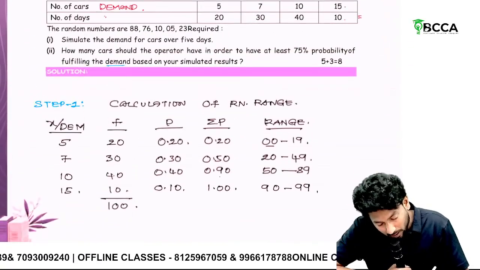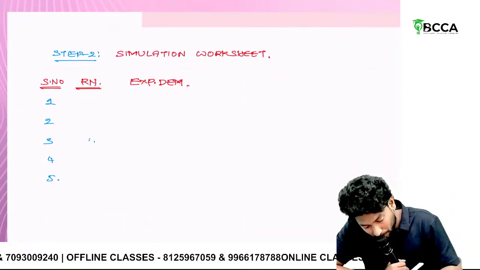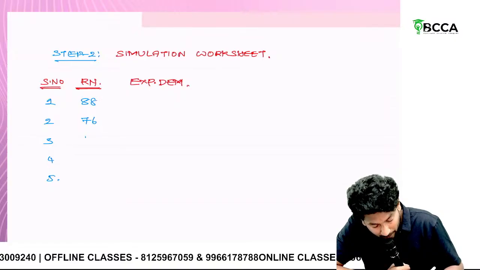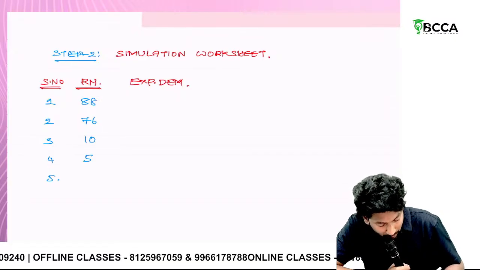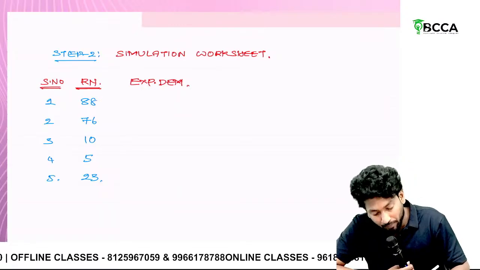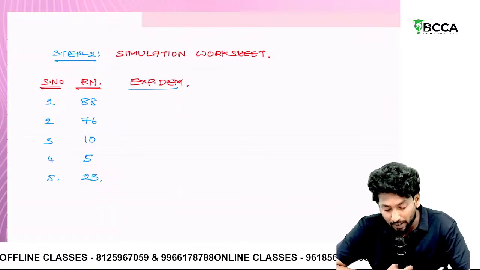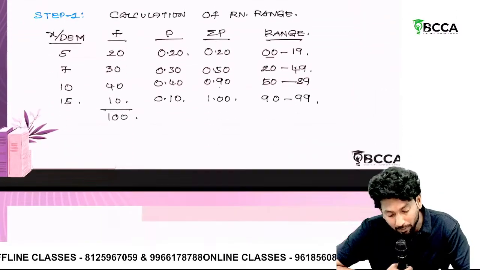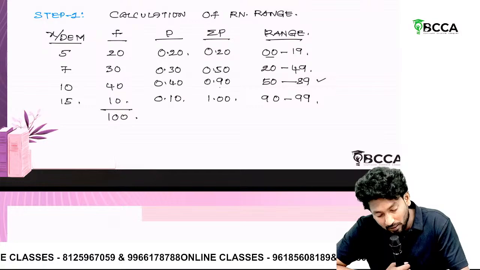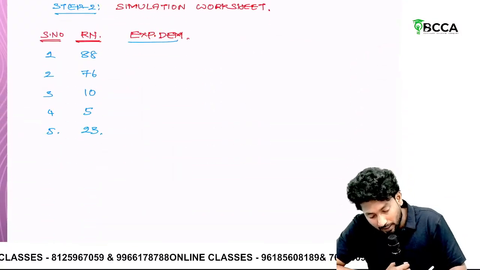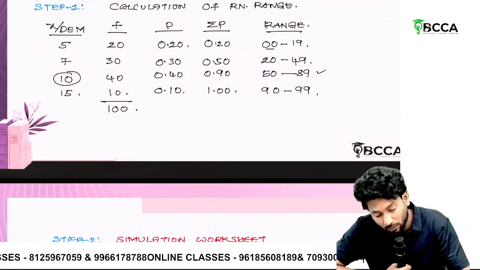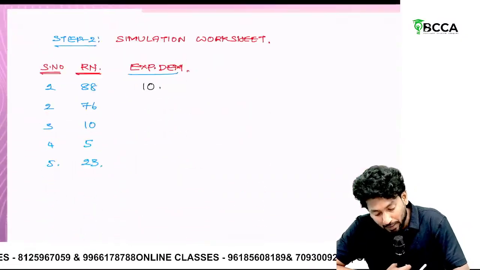Random numbers are 88, 76, 10, 5, 23. Expected demand. First of all, find out this random number 88 in the particular class interval, sir. 88 falls under the fourth class interval. Here the demand is 10. Expected demand 10, sir. Next, random number 76 falls under the third class interval. Expected demand 10.